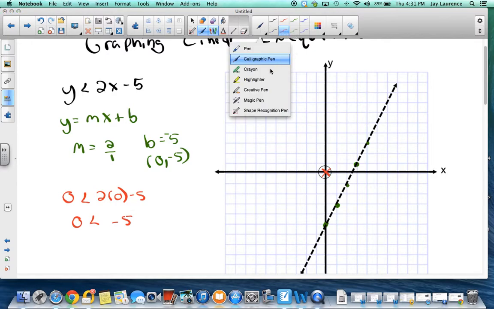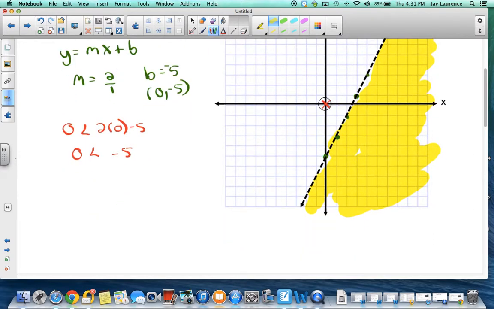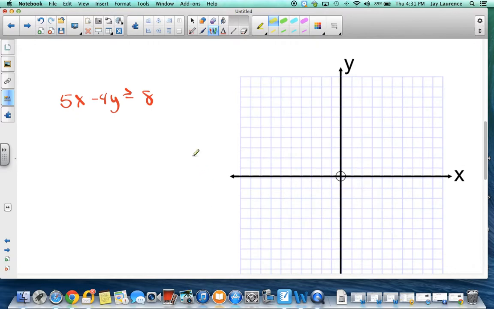So my test point will not get shaded. I'll shade the other side of the broken line. So I'm going to come over here and shade. Right? The solution set is going to be this whole half of the plane. Everything below the line.